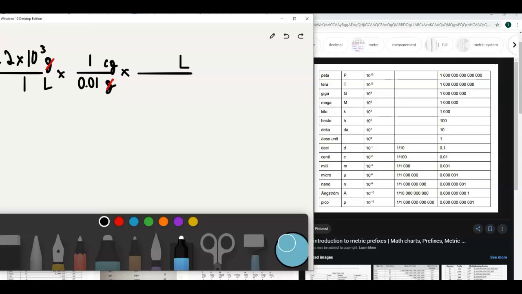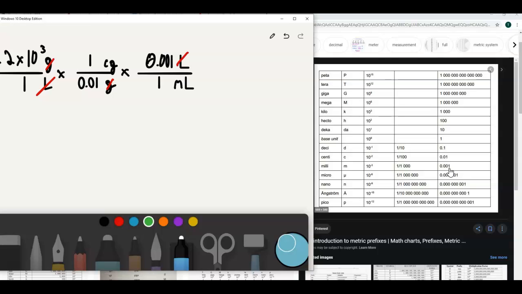And what are we trying to convert this to? I believe it was milliliters, right? So we're going to put our milliliters right down there. Now let's look at our conversion factor. This tells us how many liters are in a milliliter. There are 0.001 liters in a single milliliter. Now my liters will cancel out.